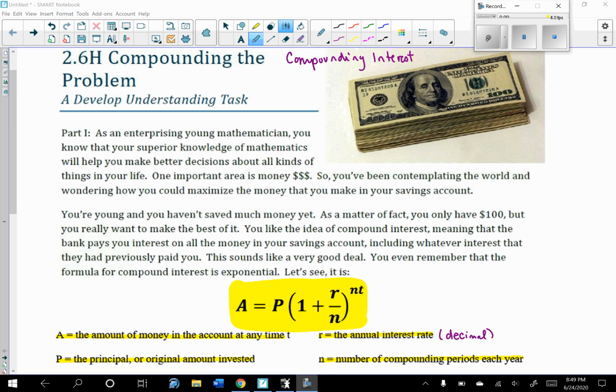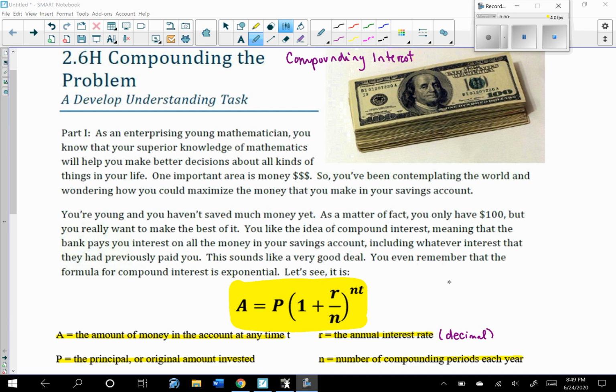account. You're young and you haven't saved much money yet. As a matter of fact, you only have $100, but you really want to make the best of it. You like the idea of compounding interest, meaning that the bank pays you interest on all the money in your savings account, including whatever interest that they had previously paid you. This sounds like a very good deal. You even remember that the formula for compounding interest is exponential.